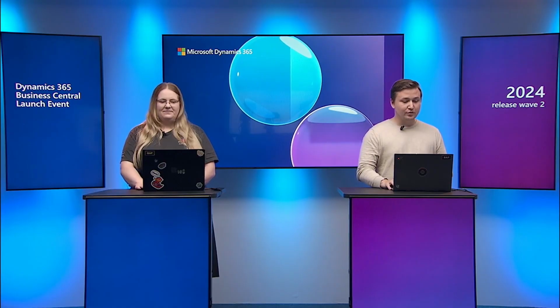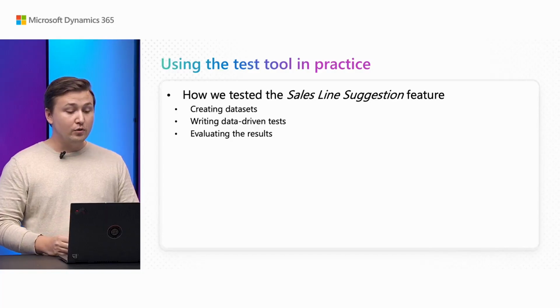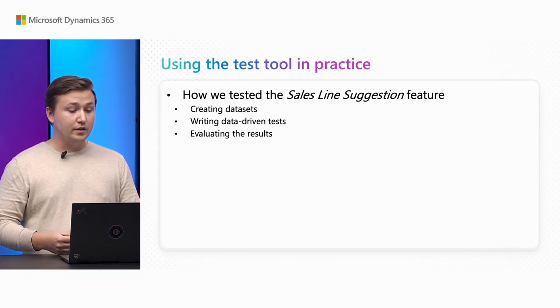Thank you, Julia. So let's talk about how we use the test toolkit in practice. Specifically, we're going to go over how we tested the sales line suggestion feature, and we're going to talk about creating datasets, writing data-driven tests, and evaluating the results.